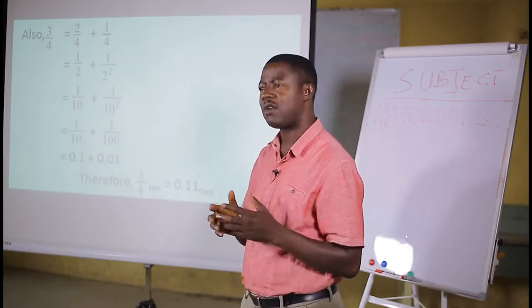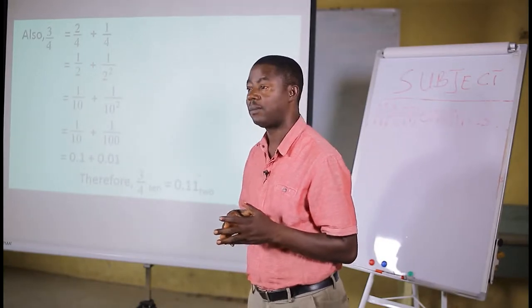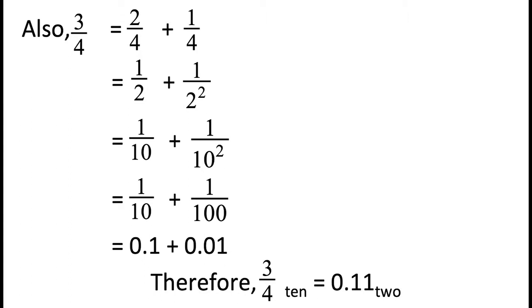We now move to the fractional part. Our fractional part is 3 over 4. So we have 3 over 4 broken into 2 over 4 plus 1 over 4. And 2 over 4 is equal to 1 over 2 because 2 is a common factor, plus 1 over 2 squared, because 2 squared is equal to 4.